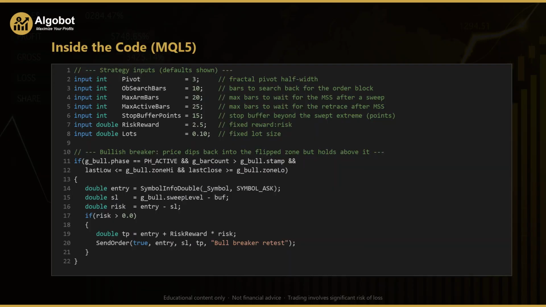Let's read this the way you would inside MetaEditor. At the top are the inputs that shape every decision. Pivot is the half width of a fractal swing. Raise it and you demand bigger, cleaner swings, which gives you fewer but more significant levels.